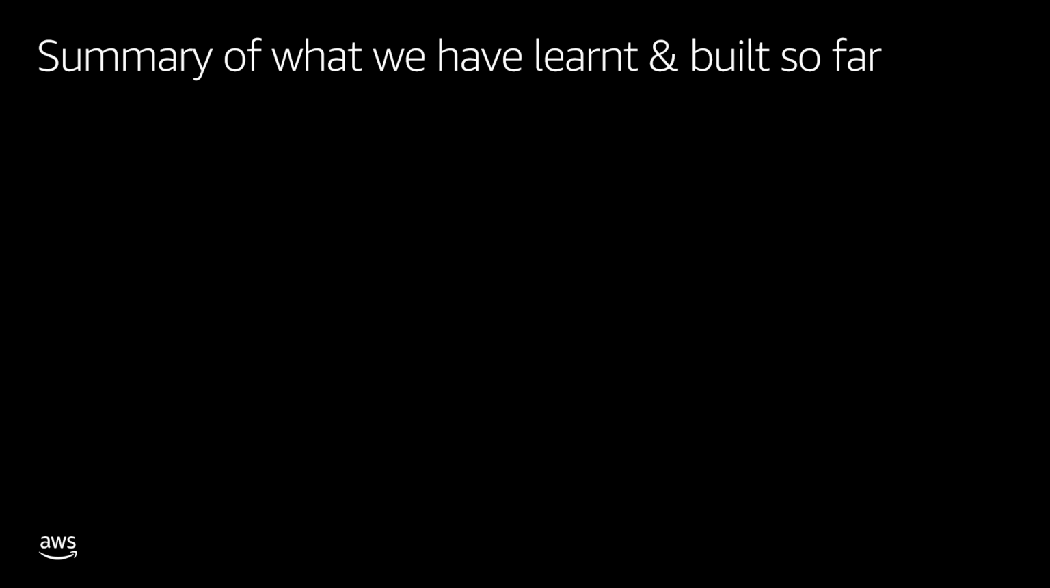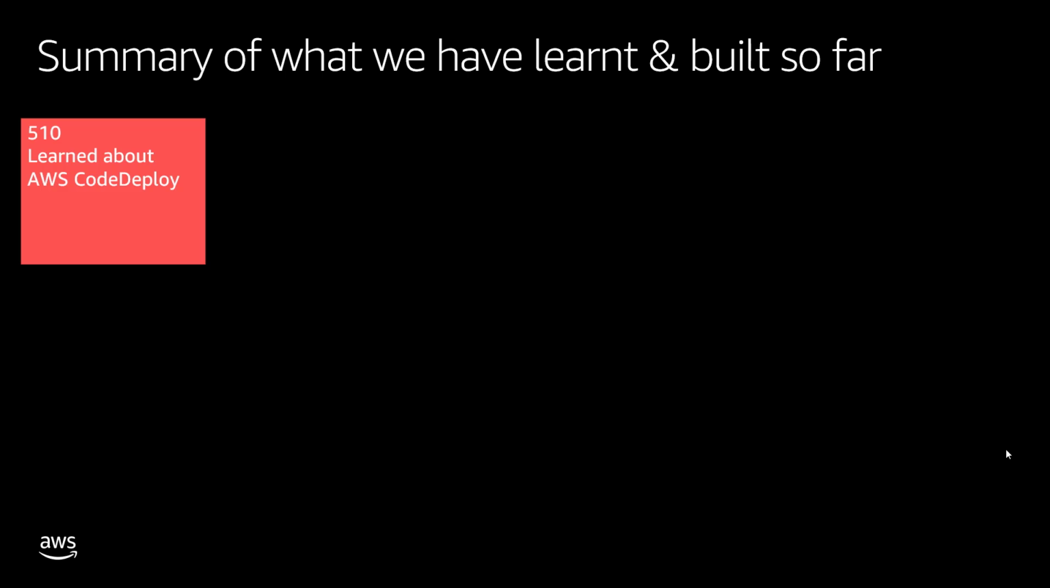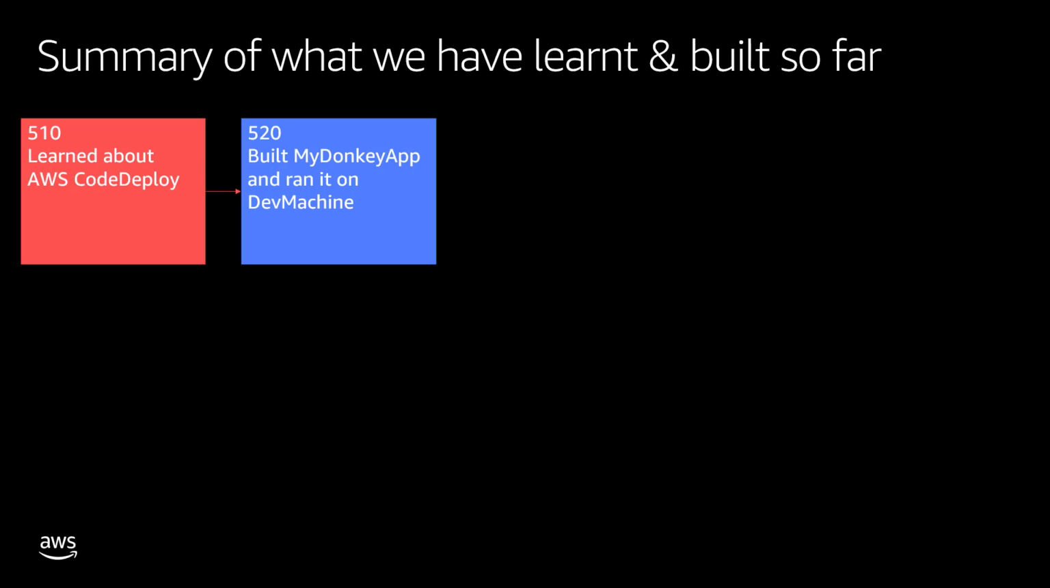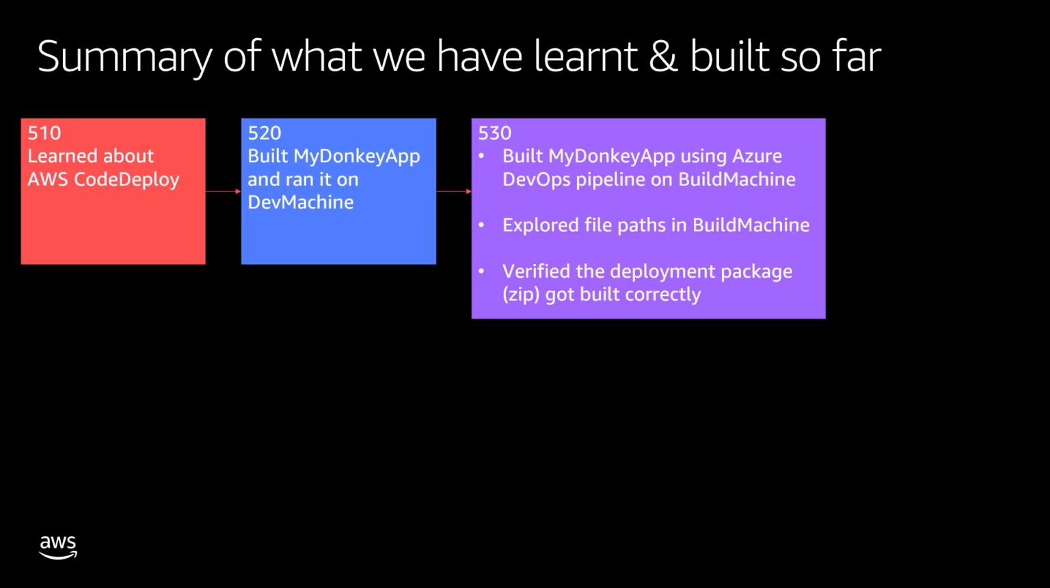Let's first recap what we have learned and built so far. We learned about AWS CodeDeploy, a few theories around AWS CodeDeploy. We then built my Donkey application and ran it on the development machine. We then built the same application but with the help of Azure DevOps pipeline.